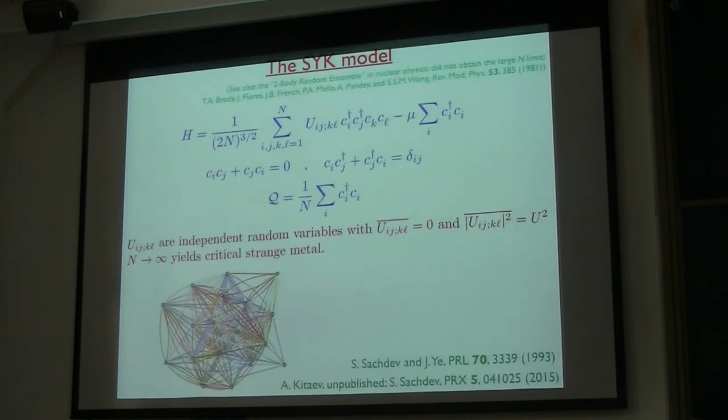All right, so here's the model written out explicitly. Basically, in fact, I already had it in the previous transparency, these are the two-body terms. You can go from sites K and L to sites I and J with the amplitude U_IJKL, and these are all just random numbers. And that's it. This is the entire Hamiltonian.